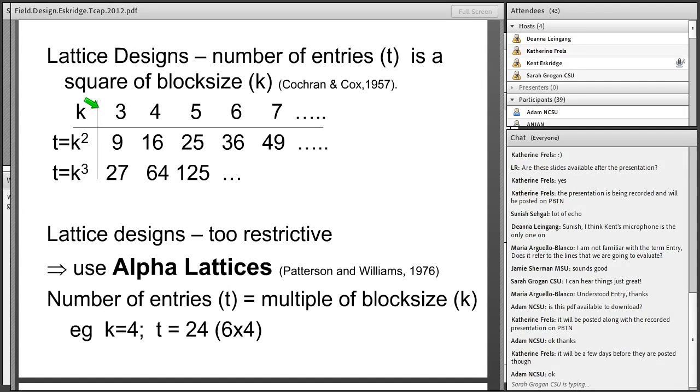Unclick the arrow to make it go away. Okay, so lattices. I'll just leave my arrow there and click on it as I use it. I hope that's okay, everybody.